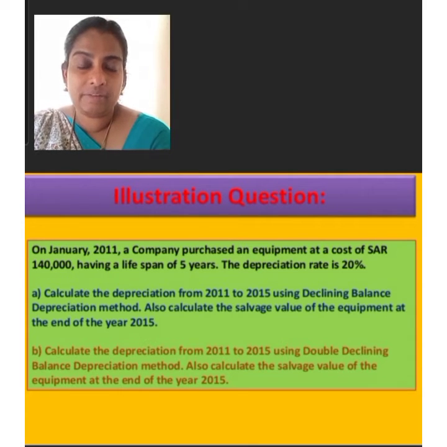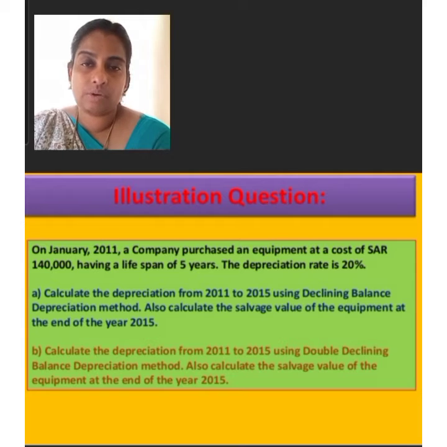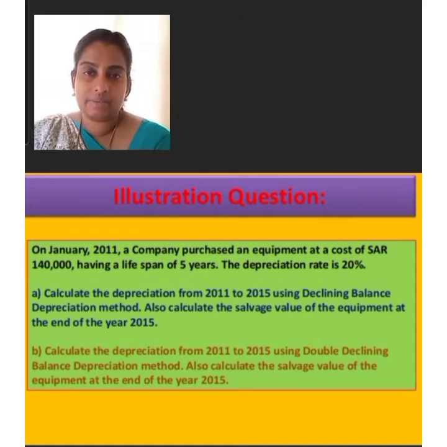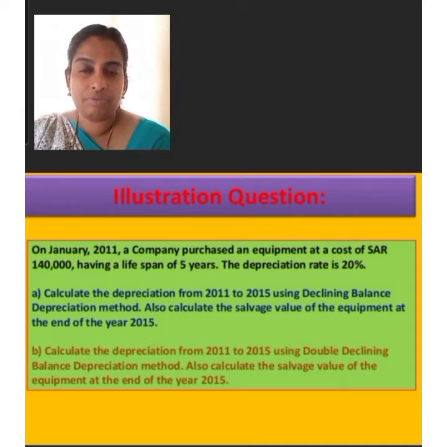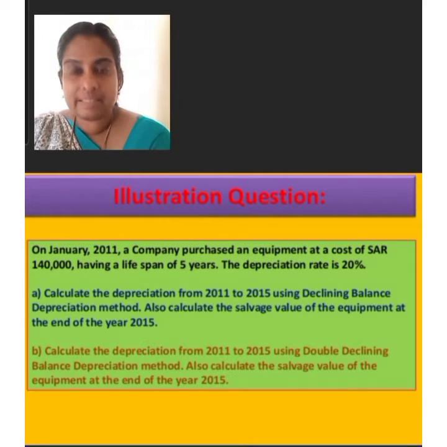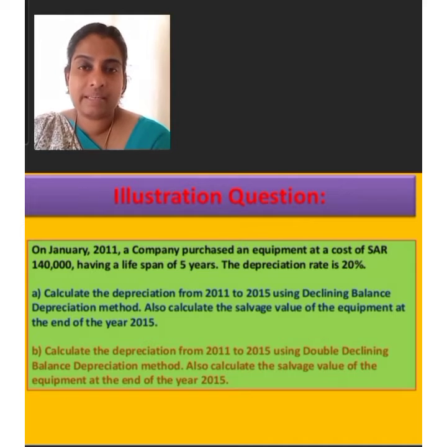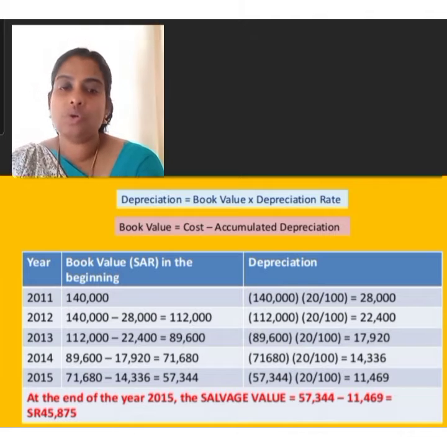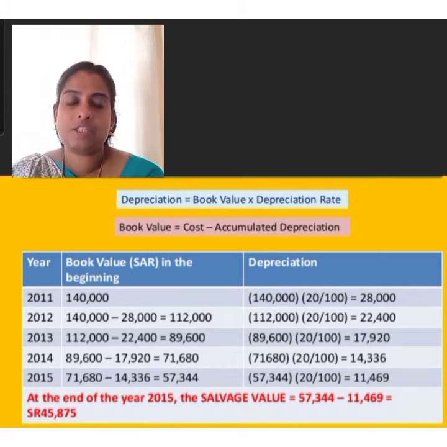Here, at the end of the first accounting period, the reducing balance or the closing balance of the equipment equals 1,40,000 minus 28,000 equals 1,12,000. This 1,12,000 is the outstanding amount of the second year. Then calculate the amount of depreciation on 1,12,000. Second year's depreciation equals 1,12,000 into 20%, that is 22,400.